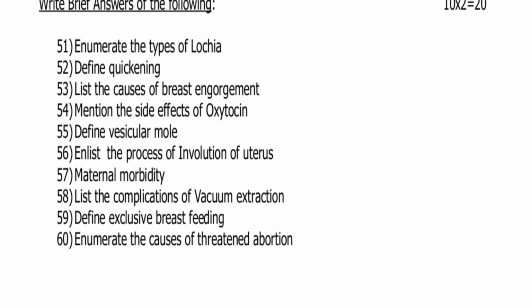Enumerate the types of lochia. Define quickening. List the causes of breast engorgement. Mention the side effects of oxytocin. Define vesicular mole. Enlist the process of involution of uterus. Maternal morbidity. List the complications of vacuum extraction. Define exclusive breastfeeding. Enumerate the causes of threatened abortion.